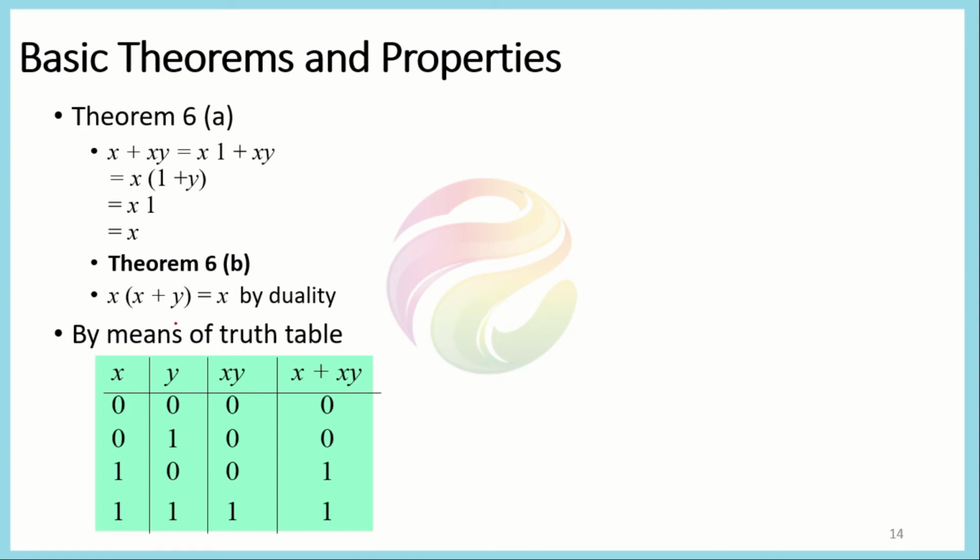Say we have to prove this statement. For this, what we do is that we first have the inputs x and y. We calculate the AND term between x and y here, and then we OR this result with the x input. So in this way, we can prove how our result is achieved. For this 6b part, it can also be proved from the duality principle.